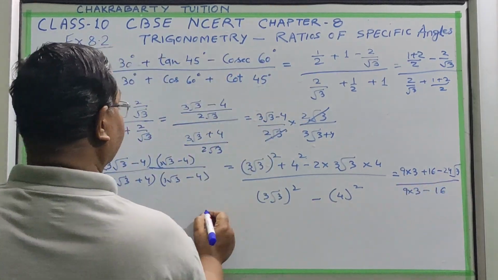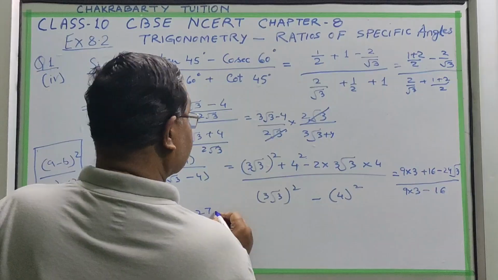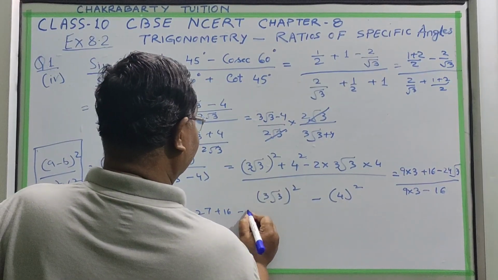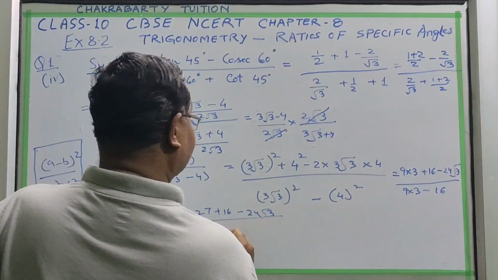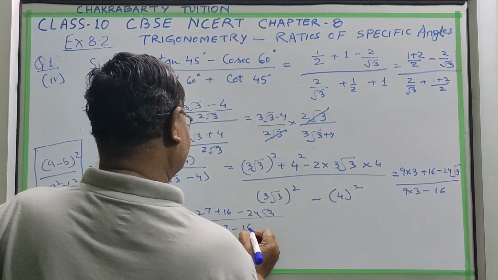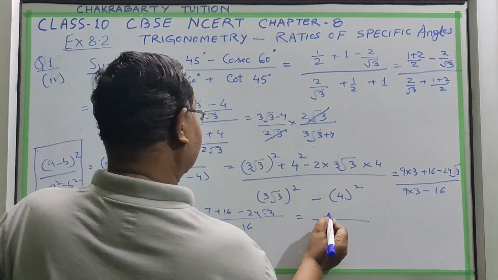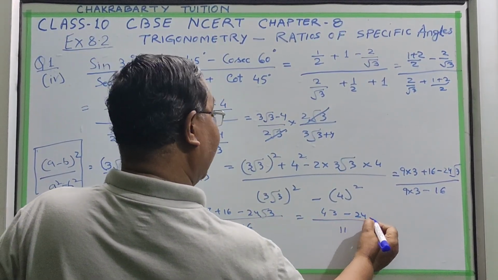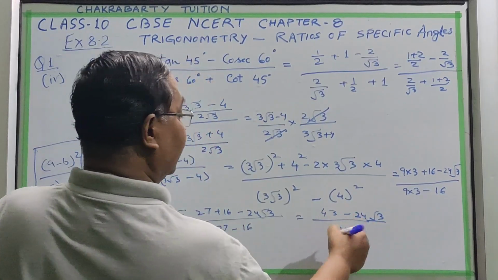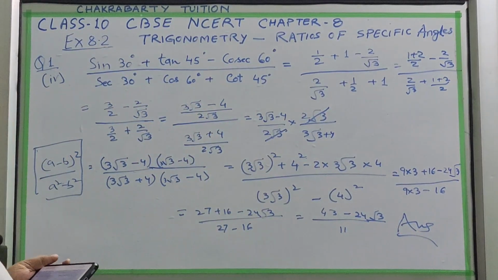Now we have to solve it. So 9 threes are 27 plus 16 minus 24 under root 3. And here, 9 threes are 27 minus 16, so 11 will remain here. 27 plus 16 is 43, minus 24 under root 3. Now you cannot cut, so this will be your final answer. This question 1 and 4th is solved here.